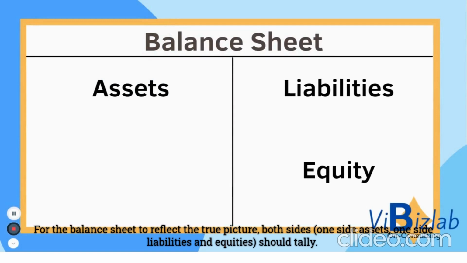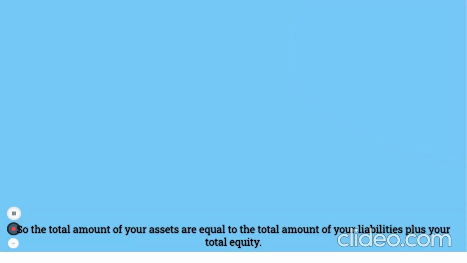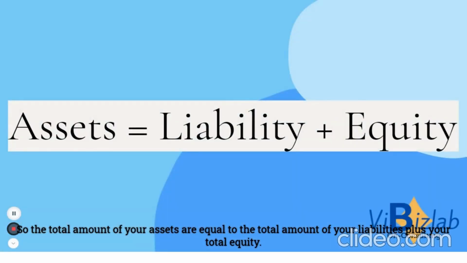For the balance sheet to reflect the true picture, both sides, one side for the assets and one side for liabilities and equities, as you can see in this slide, should tally. So the total amount of your assets is equal to the total amount of your liabilities plus your total equity.